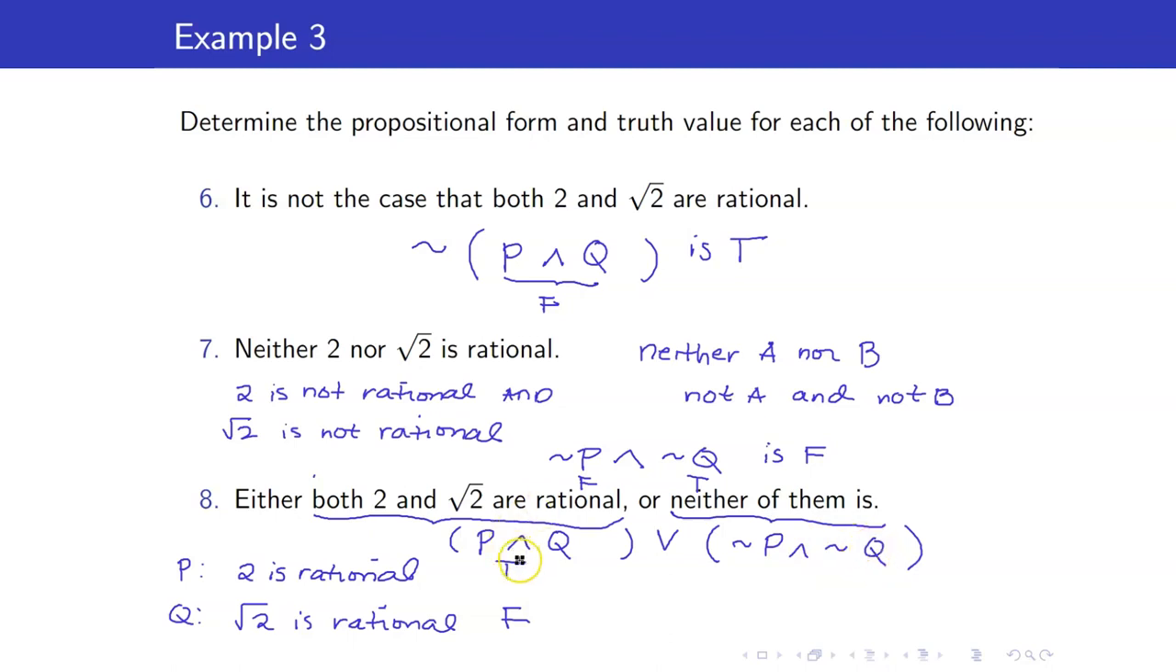Let us determine the truth value for the first component, P and Q. P is true, Q is false, so therefore this whole thing is false. For this one, not P and not Q, we found in number 7 that this is false. So therefore, both of these two components are false, which makes this one false.